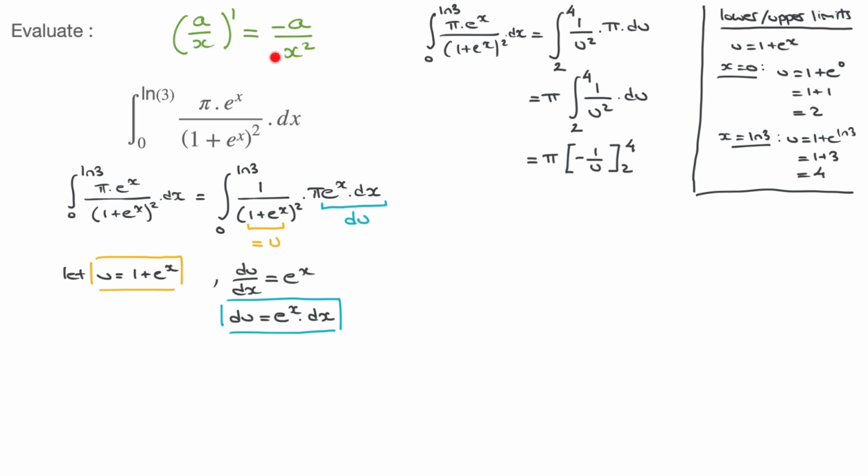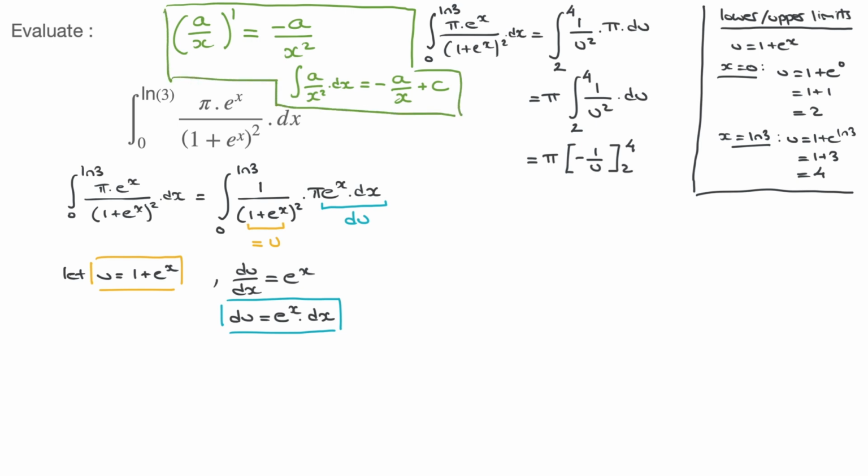Furthermore, knowing this result off by heart allows us to quickly deduce the following result. The integral of a over x squared is equal to the opposite of a over x, plus some constant of integration c. And this result is exactly what I used to integrate 1 over u squared with respect to u. And so, put simply, I would strongly recommend you know these two results off by heart. That being said, I go back to my integral here.